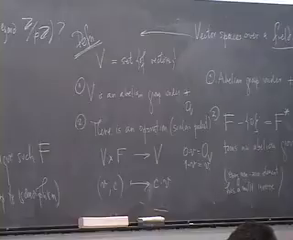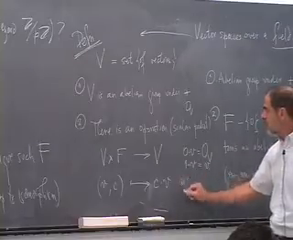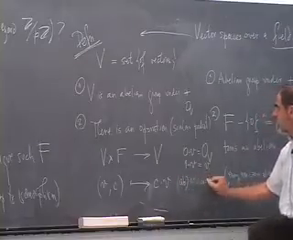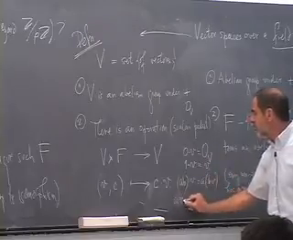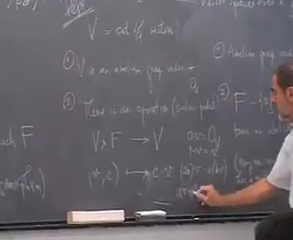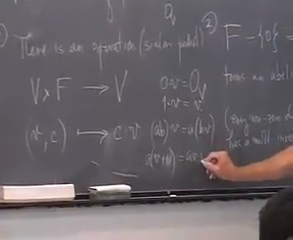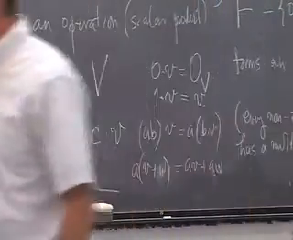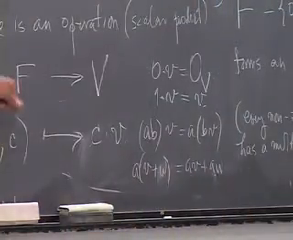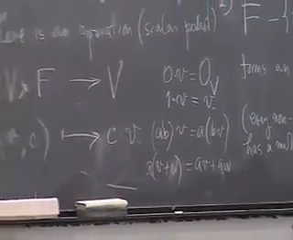So, and the associative law, as usual, ab times a vector is a times b of a vector. The distributive law, a times v plus w, is av plus aw. So exactly the laws that we had for vector spaces over the real numbers, but now we allow ourselves to multiply by scalars.